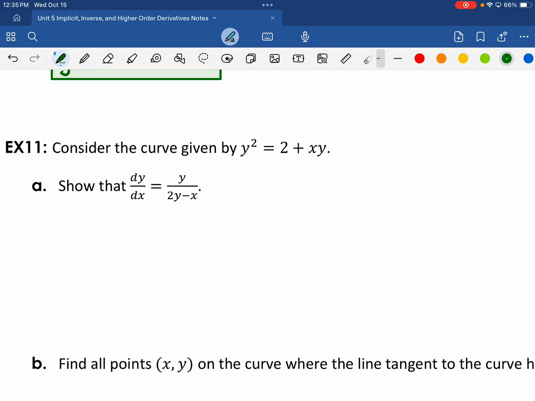It says, consider the curve given by y squared equals 2 plus x times y. Show that dy dx equals y over 2y minus x. So it's giving me the derivative, but what it wants you to do on A is show why that works. So we're going to take the derivative and show that dy dx is this. Does that make sense? Okay, so the work is your answer. So you have to show your work. So what's the derivative of y squared? 2y, times dy dx. What's the derivative of 2?